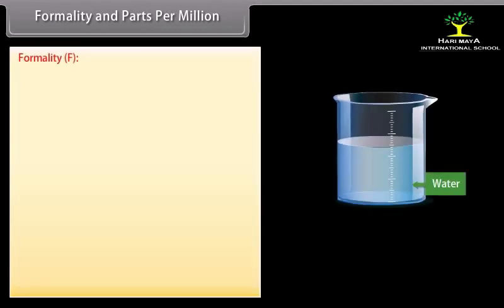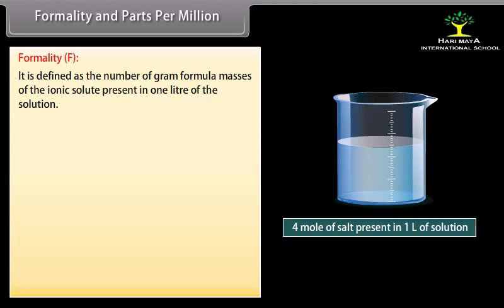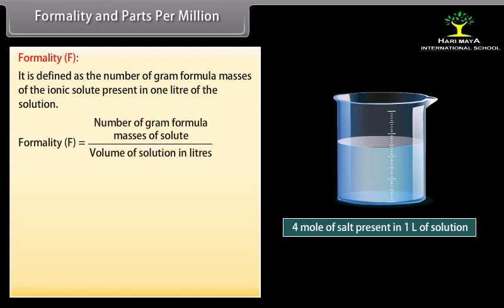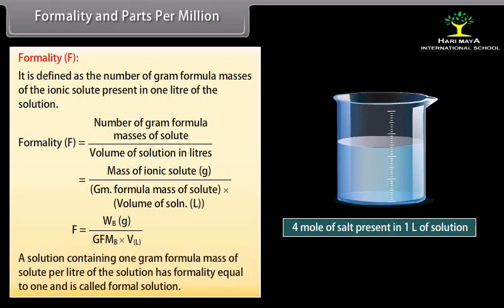Formality and parts per million. Formality. It is defined as the number of gram formula masses of the ionic solute present in 1 liter of the solution. It is represented by F. Mathematically, formality F is equal to Wb in grams divided by the product of the gram formula mass of B and the volume of solution in liters. A solution containing 1 gram formula mass of solute per liter of the solution has formality equal to 1 and is called a formal solution.